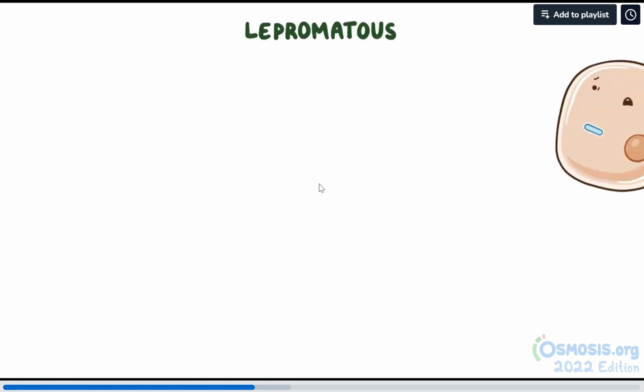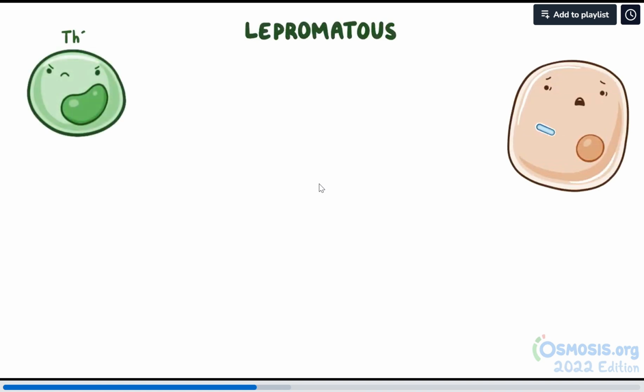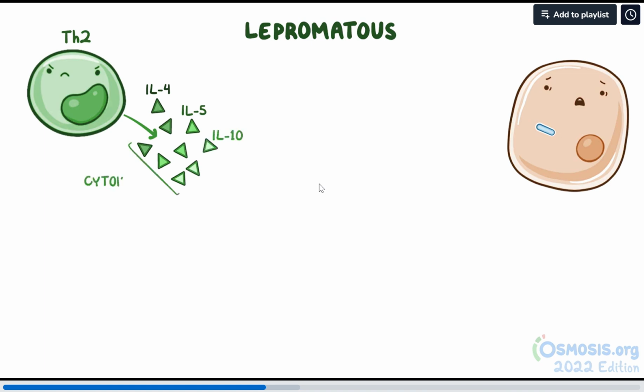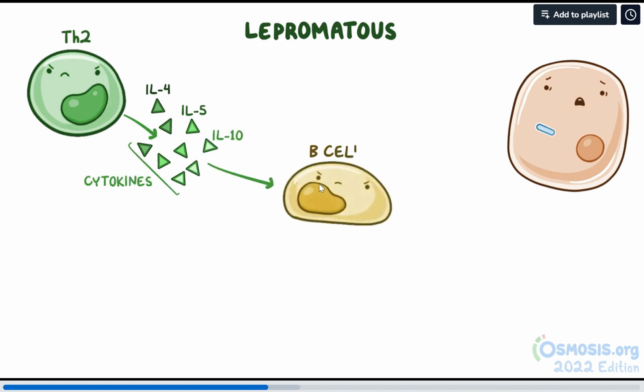Now, in the lepromatous form, the infection induces a Th2 cell response, and Th2 cells secrete interleukin 4, interleukin 5, and interleukin 10. These molecules are cytokines, which means that they signal B cells to make antibodies against Mycobacterium leprae. So this is a type of humoral, antibody-based response.